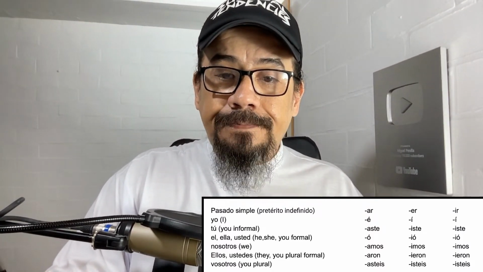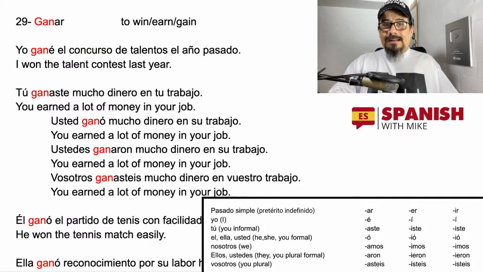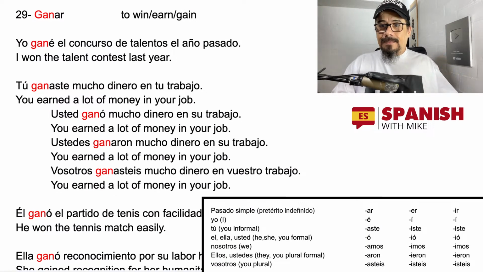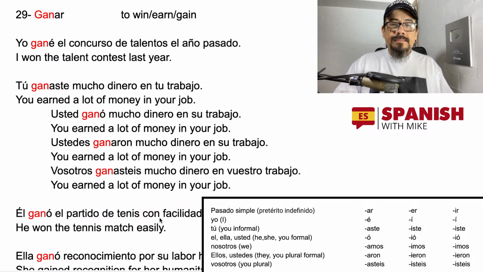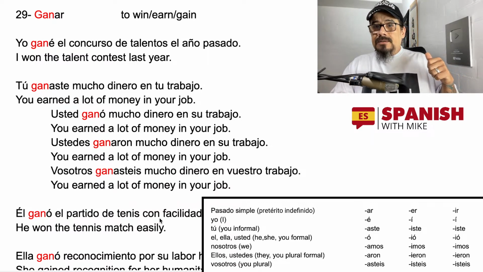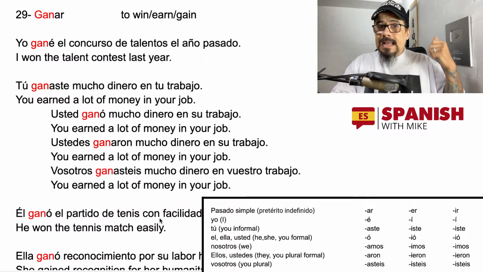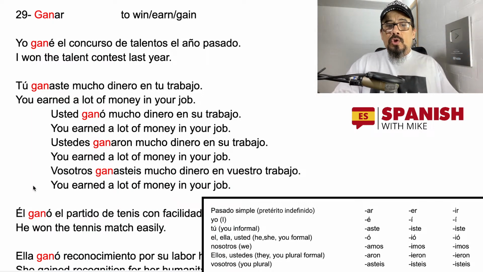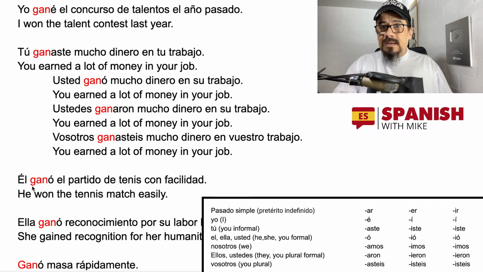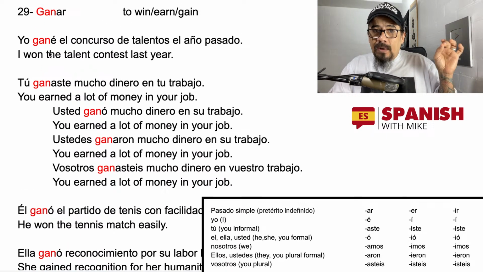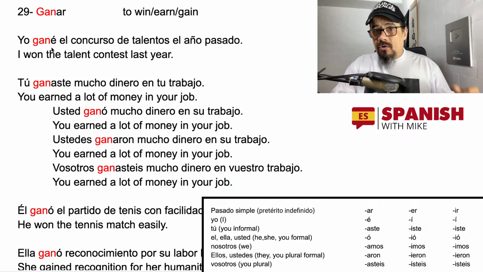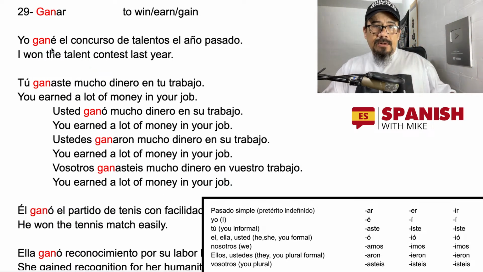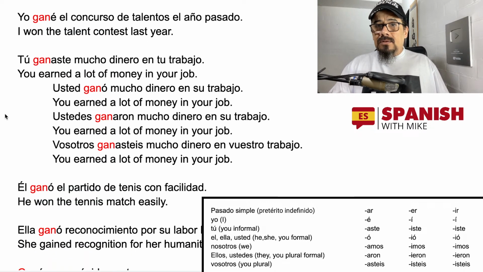And let's start with ganar. Ganar ends in ar. Verb ending in ar. So we use the first column on the table. Ganar, we can translate to win, to earn, or to gain. So, yo gané el concurso de talentos el año pasado. As you can see, the red part of the verb is the root of the verb, for you to remember that. Yo gané el concurso de talentos el año pasado. I won the talent contest last year.